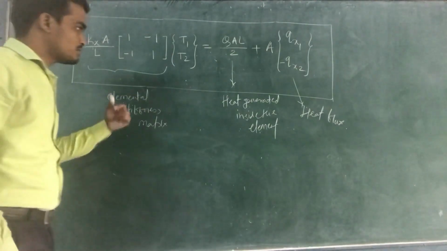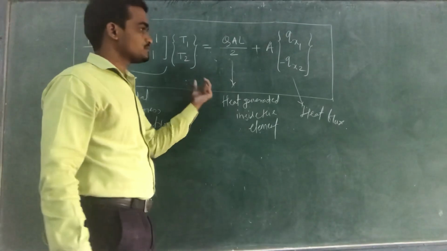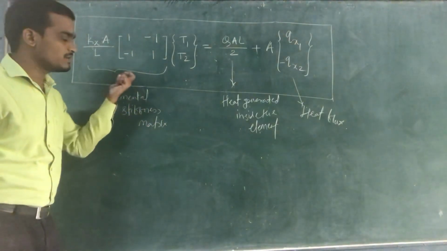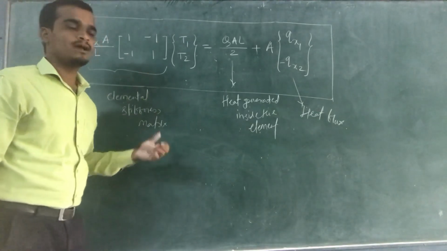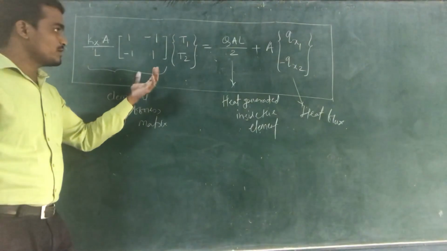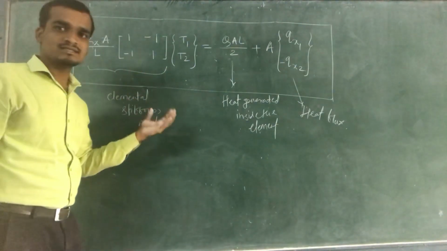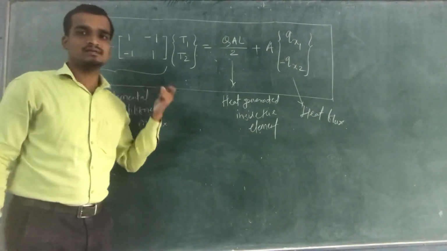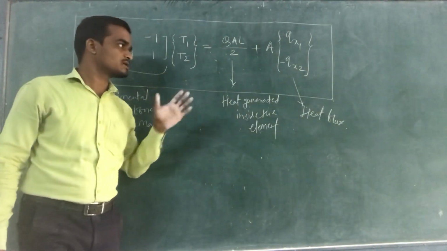Up to this point, we have derived the elemental stiffness matrix for the one-dimensional steady state heat transfer problem. Now, in the next lecture, we are going to solve some examples related to the elemental stiffness matrix for heat transfer problems. So here I am concluding this lecture.